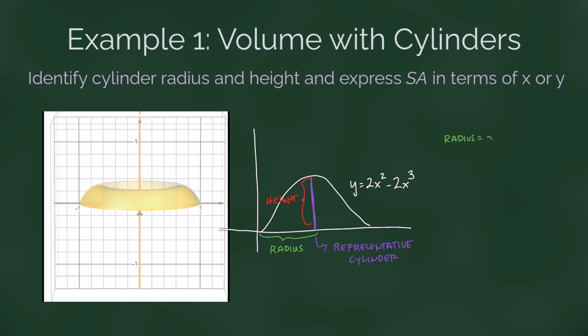So now we can come up with a formula for the radius. The radius is simply just going to be the x value of our representative cylinder, and the height is going to be the function value, 2x squared minus 2x cubed. We'll use our formula for the surface area of a cylinder to get that the surface area of our representative cylinder is then given by 2 pi times x times 2x squared minus 2x cubed, which comes from 2 pi times r times h.